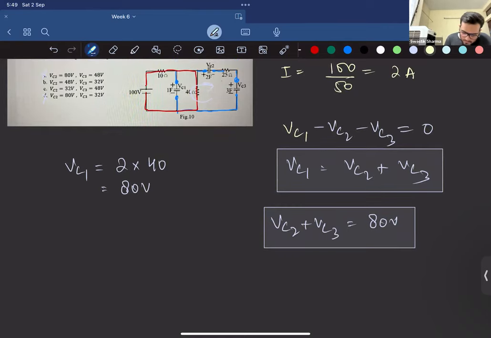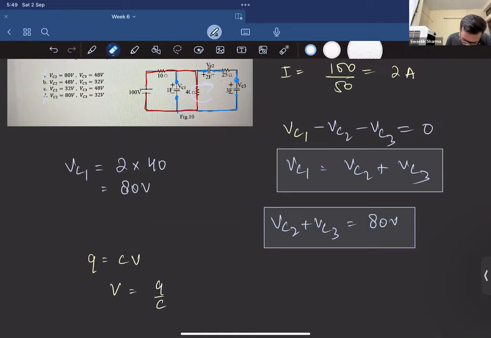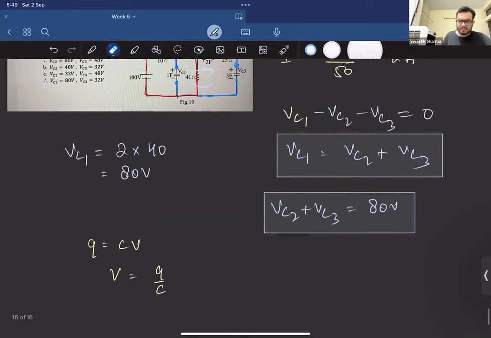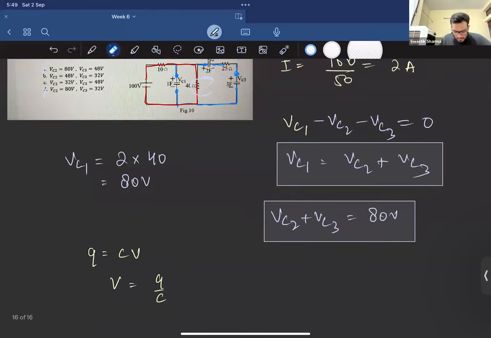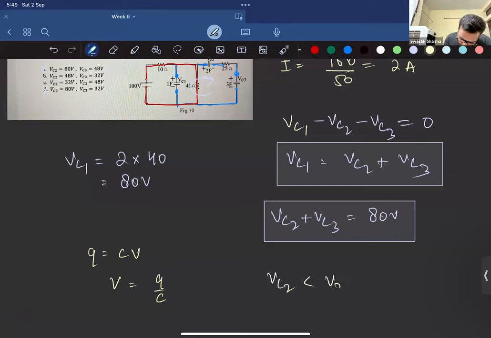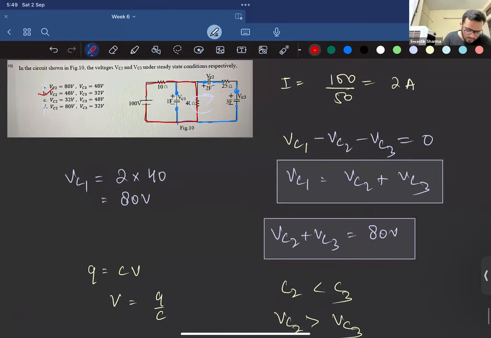So how will we do it? We know when Q is equal to CV, V is equal to Q upon C, right? So the amount of voltage across the two capacitors is inversely proportional to the capacitance of that capacitor, right? Since C2 is less than C3, VC2 will be more than VC3. That means the answer is B, it's not C.